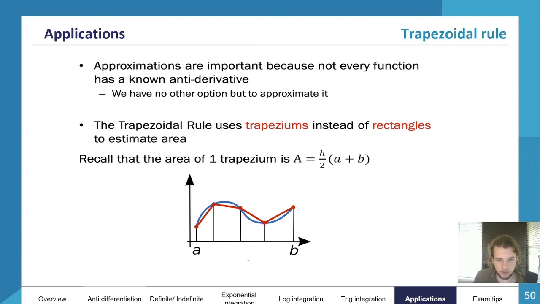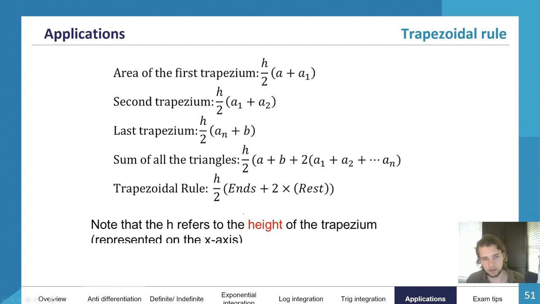We have height going along this way, and a is how high it is this way, and b is how high it is that way. So the area of one trapezium is sort of like this: A1 and H. Then we have our second trapezium, which is connected.